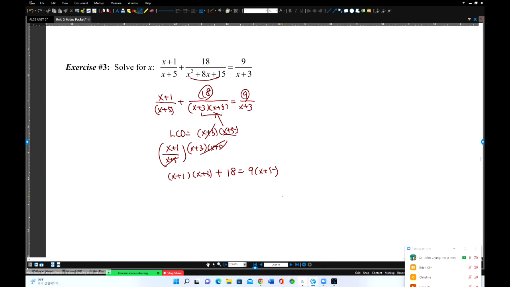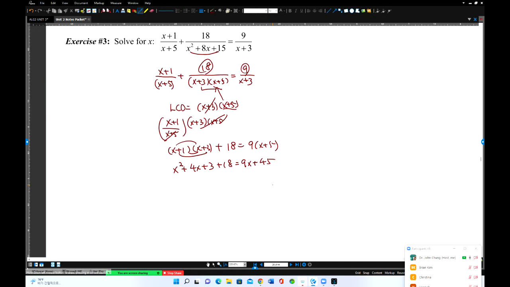Now we need to solve it this way. So x plus 1, x plus 3. X times x is what? X squared. 1x, 3x is what? 4x and plus 3. Up to that's okay, right? And plus 18 equals 9x plus 45. We have many like terms. It should be simplified. This one is 21. So x squared plus 4x plus 21 equals 9x plus 45.